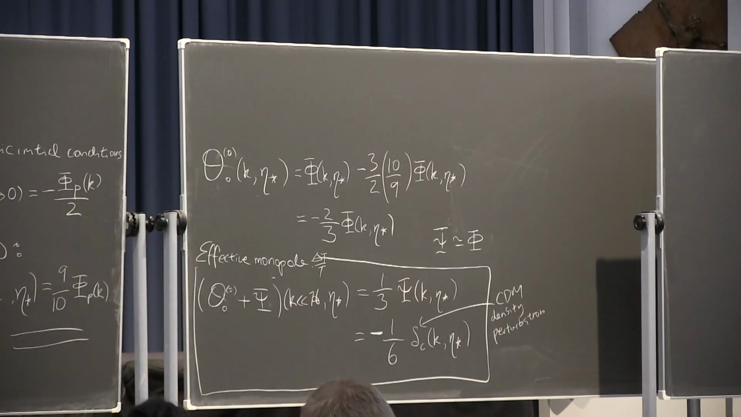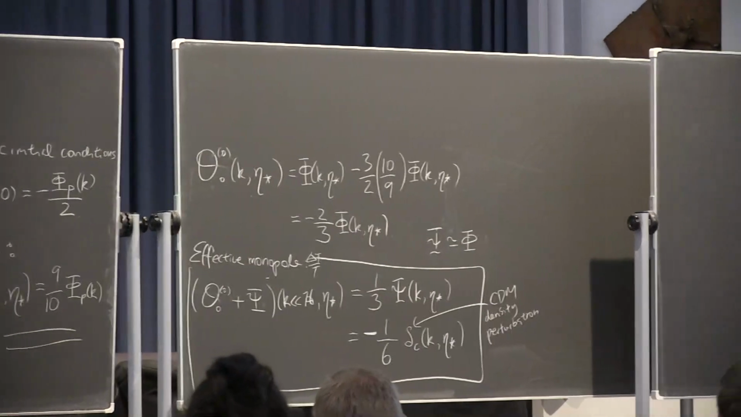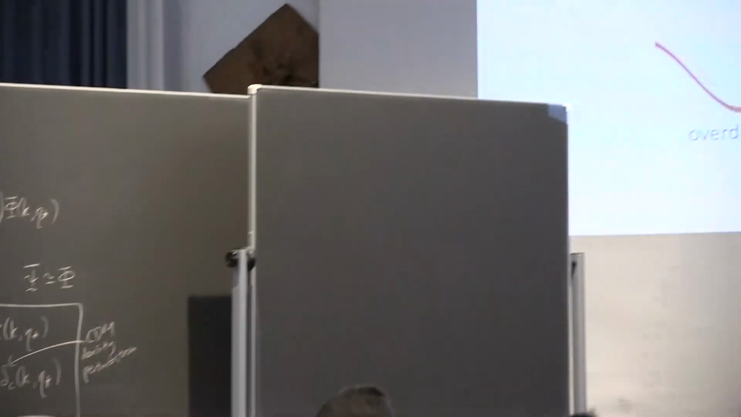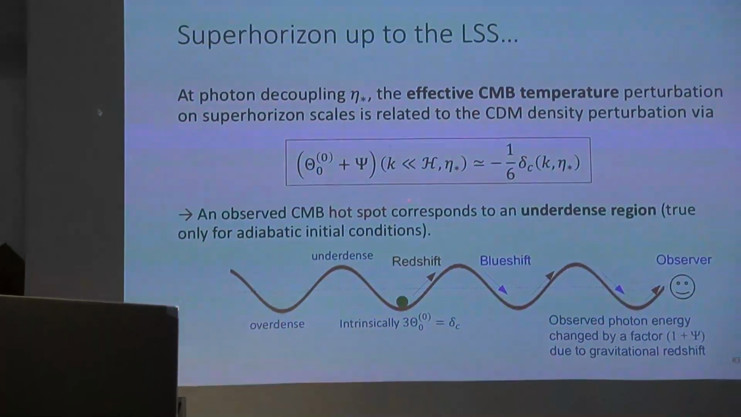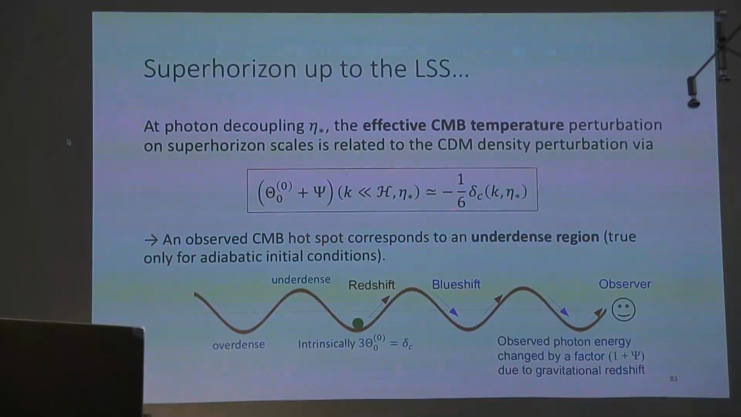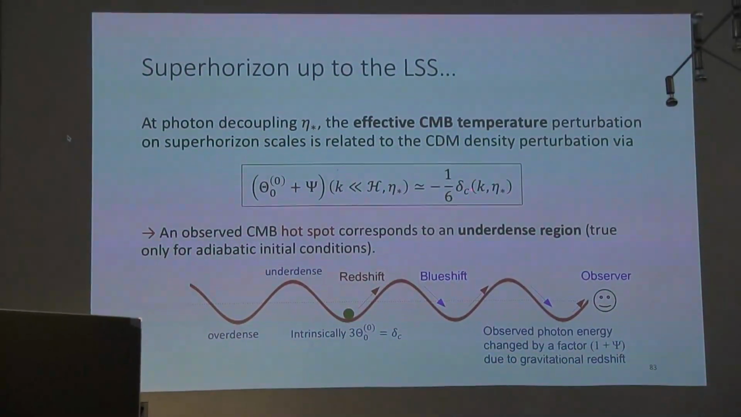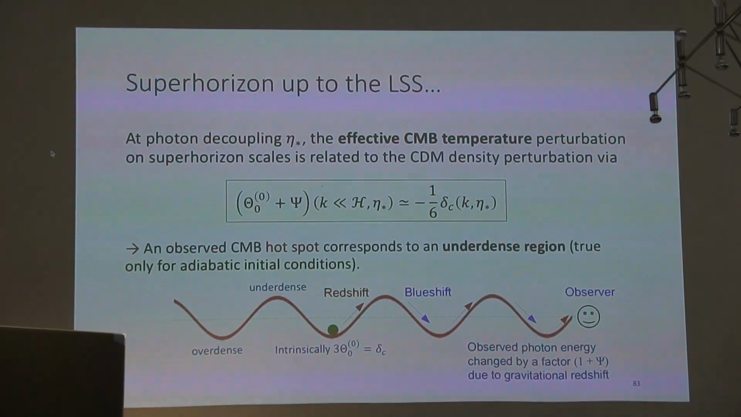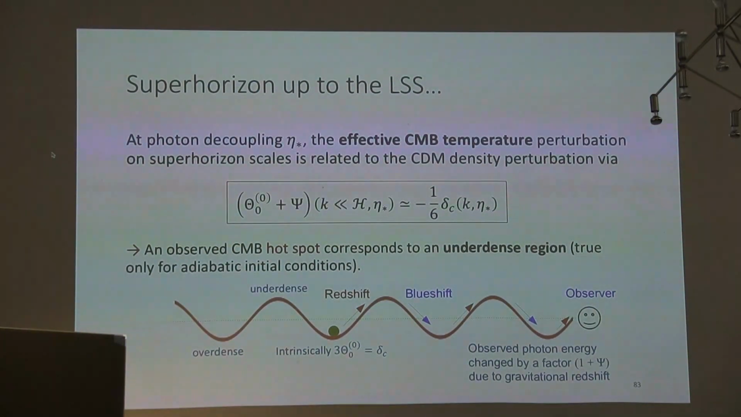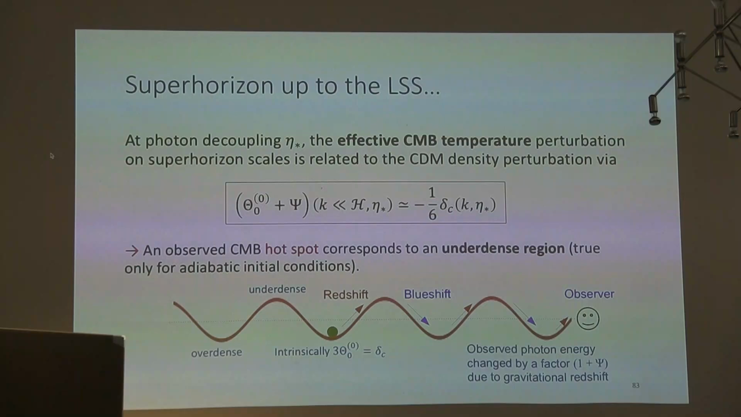What does it mean? Well, here's a schematic illustrating what's happening. It's exactly the same expression that I have just derived. And the key thing here is that the effective monopole is over here, but this is roughly equal to the negative of the CDM density perturbation. So what it means is that if you see a CMB hotspot, a spot with a high temperature, it actually corresponds to an underdense region in dark matter. And why is that?